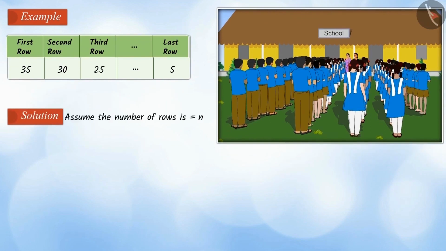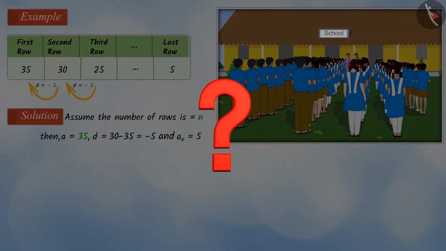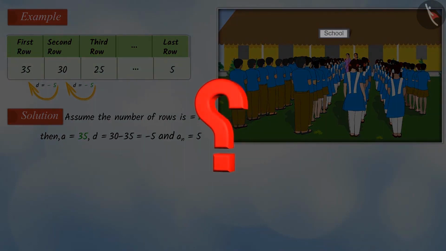Let the number of rows be n. Then, the first row, that is the first term A, equals 35. The common difference D equals minus 5. And here, the last term, that is AN, equals 5. We have to find the number of rows of students. Therefore, we have to find the value of n. Can you tell me how will we do that?